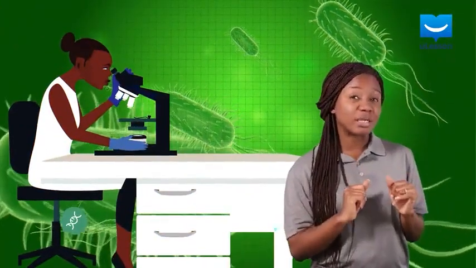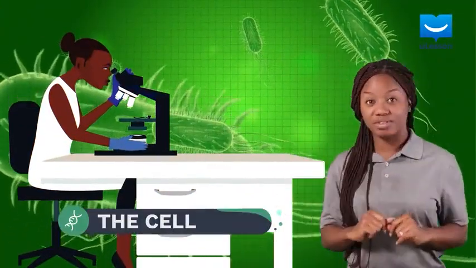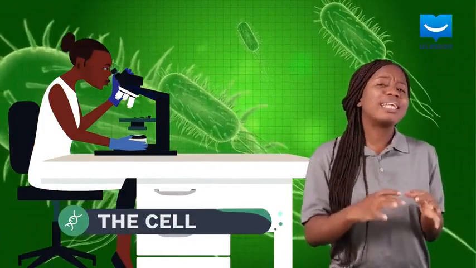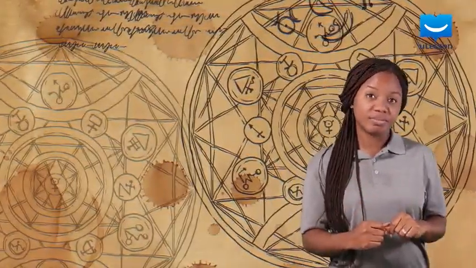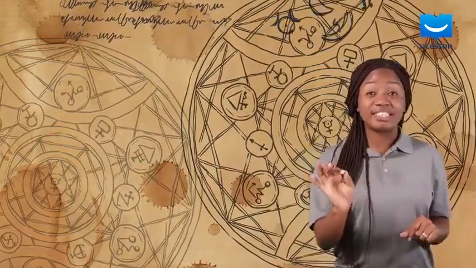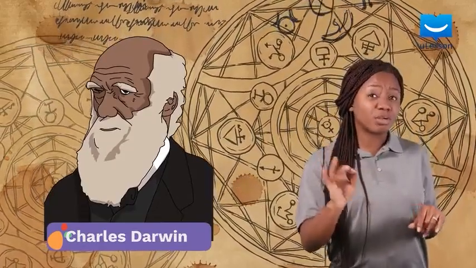Microscopes are powerful instruments that helped in the discovery of cells. In this lesson, we'll learn how cells were discovered. According to the famous scientist Charles Darwin, all living things are related. He used the metaphor, the tree of life. But how are living organisms related?